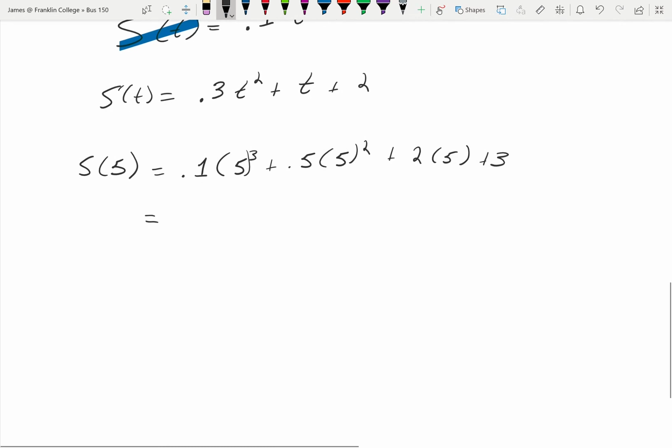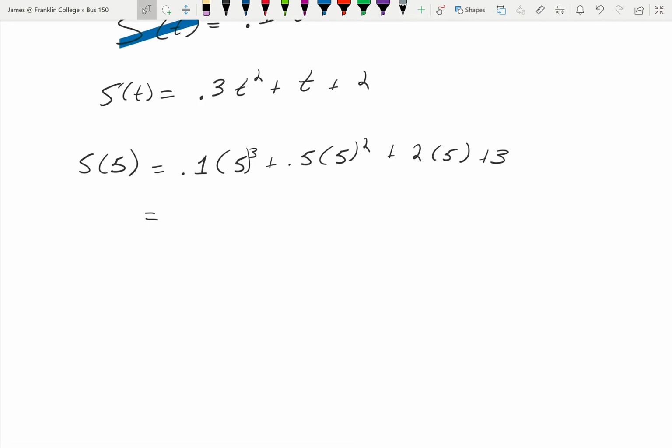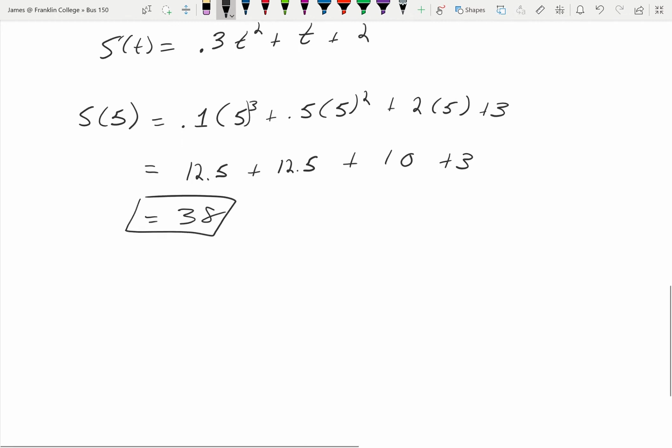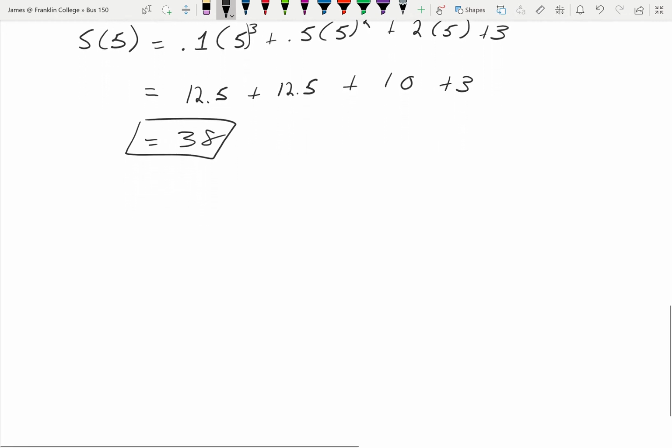Well, 5 cubed is 125. 0.1 of 125 is 12.5. Plus 5 squared is 25. Half of 25, once again, is 12.5. Plus 10 plus 3. Well, this all equals 38. So what's the total number of sales that this company has 5 months into it? Well, 5 months later, this company has sales of a total of 38.